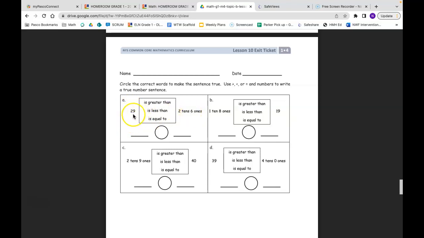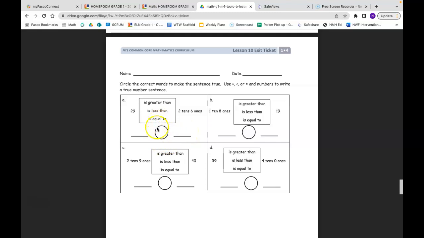So when I'm reading 29 is greater than 2 tens and 6 ones, 29 is less than 2 tens and 6 ones, or 29 is equal to 2 tens and 6 ones, okay, friends? So then, once you've circled one of those, you're going to write these numbers down here on these lines, okay? So you're going to put 29 down here, and then put 2 tens and 6 ones into standard form, which we know is 26. Yes, I just gave you the answer.